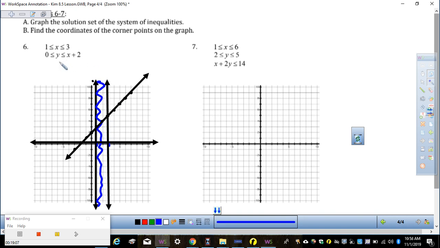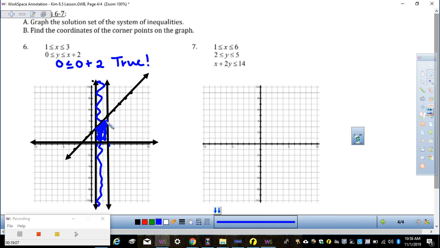if I throw a test point into this last inequality, 0 is less than or equal to 2, I get another true statement, which means I should be shading below the line. So if I'm looking for my solution set in between the two vertical lines, above the x-axis, and below the line we just drew in, this is it right here.